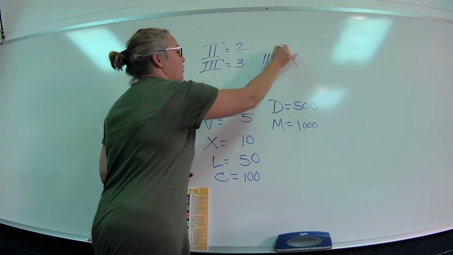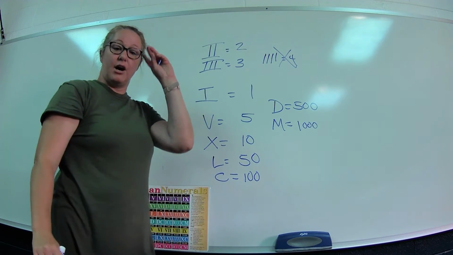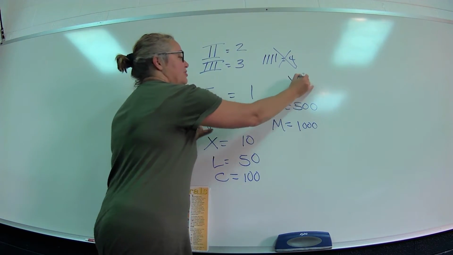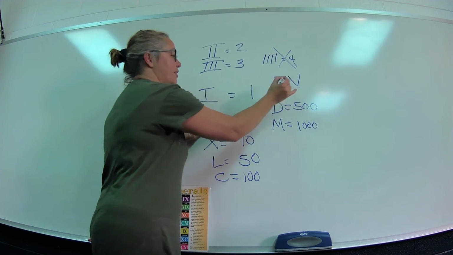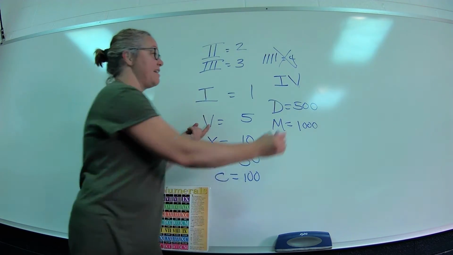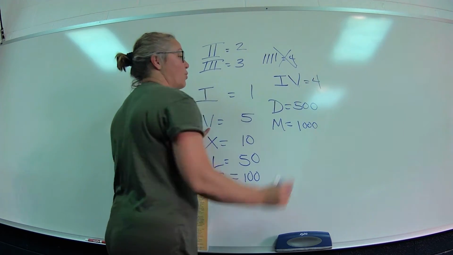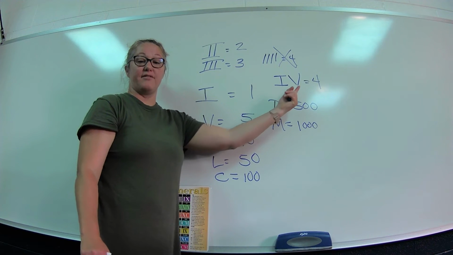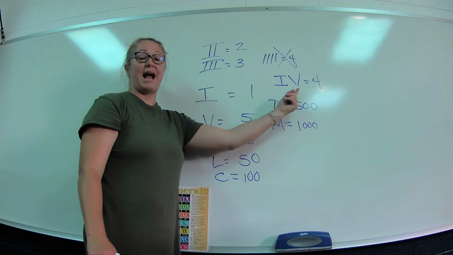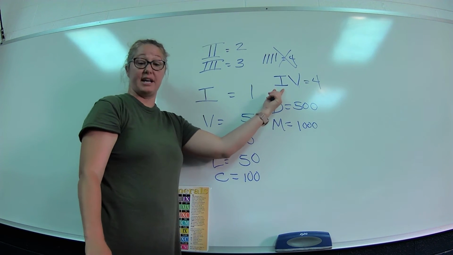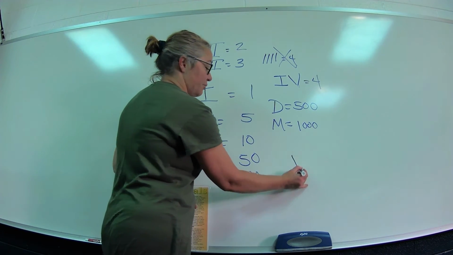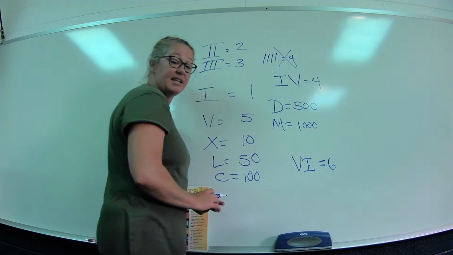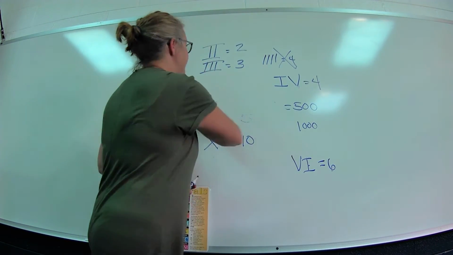IIII for 4. This does not equal 4. For 4, I have to go to 5 and subtract 1. So IV equals 4. If you have a lesser number in front of a larger number, that means we're subtracting the lesser number. Now 6 would be VI, 5 plus 1 equals 6. And we'll continue to do this in a second.